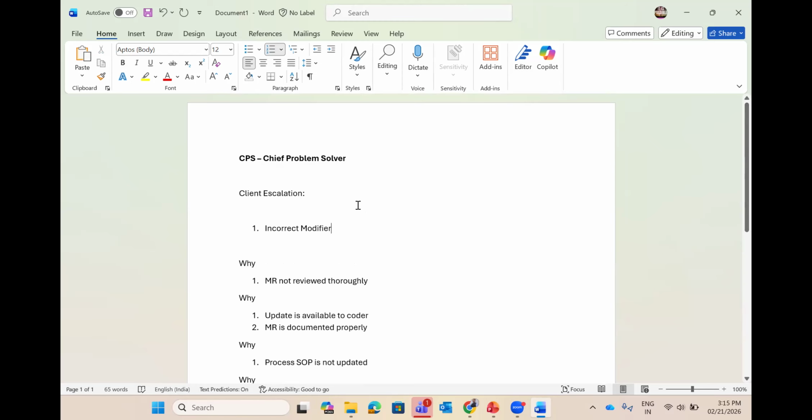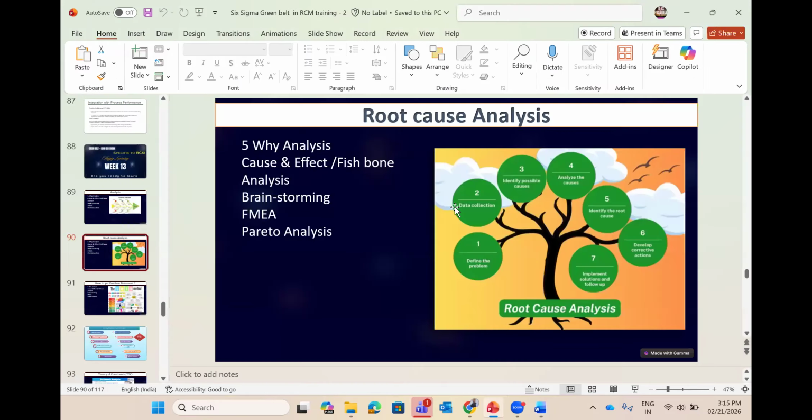For example, the client sends one email today, and tomorrow they send one more email. If you don't work at the root level and only work at the symptom level, you are not going to solve the problem. So that's what we are discussing. In root cause analysis, you are going to solve your root cause, not the symptoms, right? That's what I want to cover.